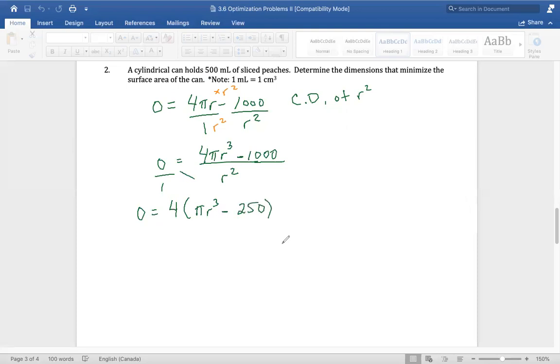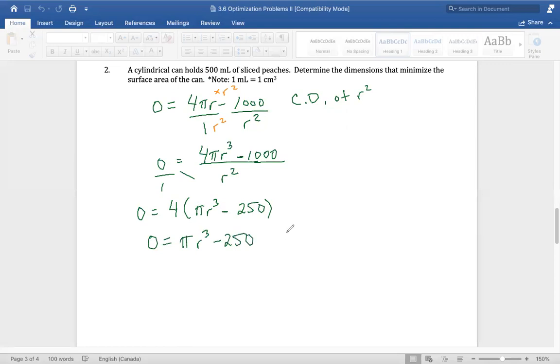250. Now I still need to be figuring out what my r value is, right? So if I look, this numerical value doesn't have an r. So in order to factor, this really isn't of concern for me. It's just going to go away. So I can just set 0 equal to pi r cubed minus 250 when I have a constant out in front.